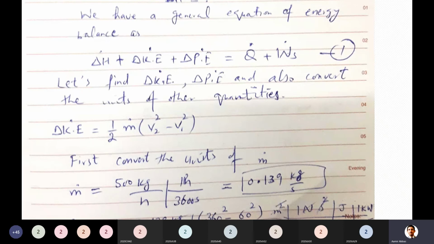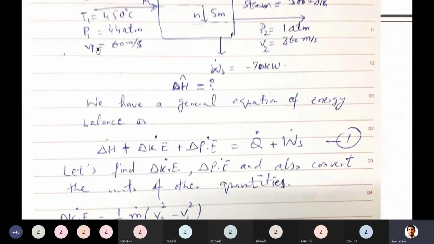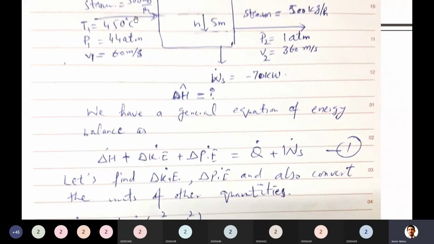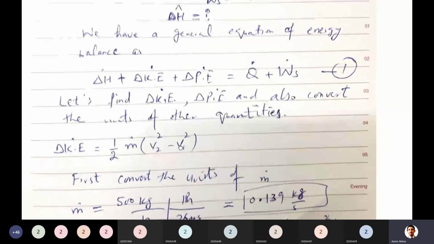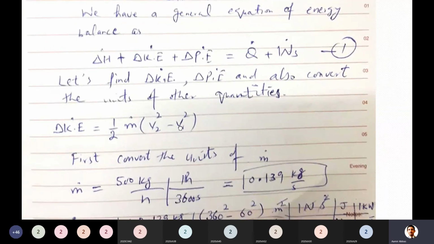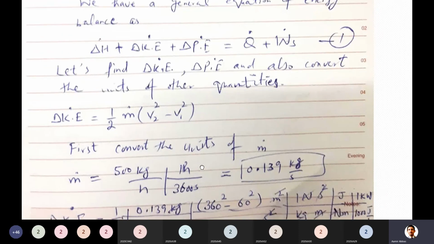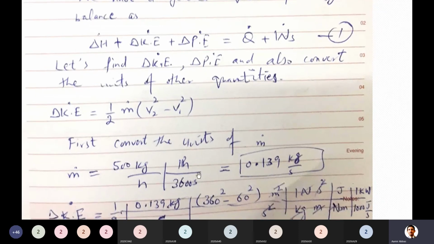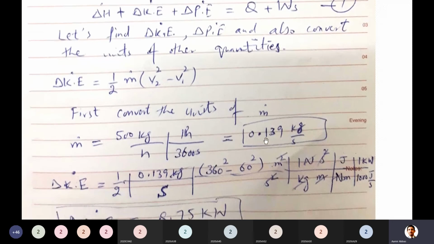There is no restriction. You guys can keep it as such, 500 kilogram per hour. In that case, you have to convert the units of both velocities, so you have to go for two conversions. Instead of that, I just went for one conversion of kilogram per hour to kilogram per second. So it's really up to you. You can use any units. At the end of the day, the result should be reported in some familiar and same unit. So here I just converted kilogram per hour to kilogram per second, just a simple conversion.